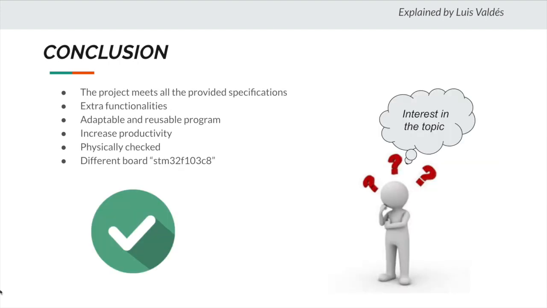Summing up, we arrived at the following conclusions. This project has helped us to understand how microcontrollers can be used to automate industries. We were even able to add some extra functionalities to improve productivity and prevent risks. Finally, the project is adaptable and reusable for other projects, thanks to the modularity.